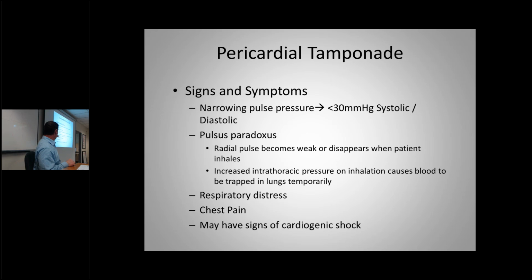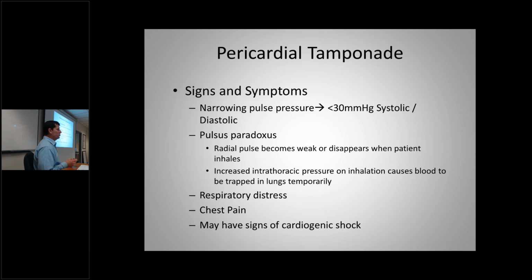With pulsus paradoxus, your radial pulse gets weaker and disappears as your patient is inhaling on their tube. Why do you think that is? It tells you right there, doesn't it? As you're doing that, the increased pressure is going to trap that area and it's not going to pump blood, so it takes your pulse away from that access.